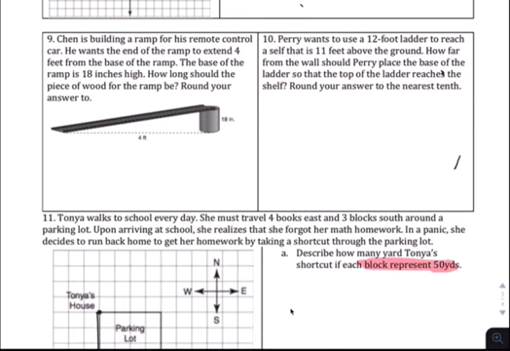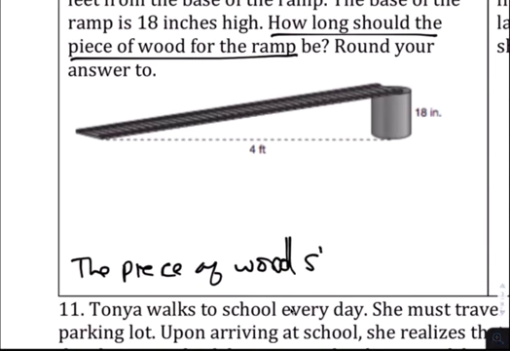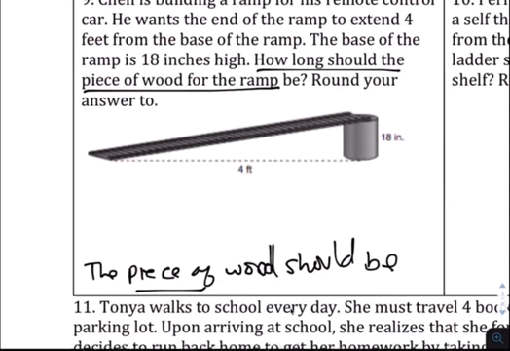Okay, all right, you can find how long the piece of wood should be for the ramp. You need to write things in complete sentences. The piece of wood should be a squared plus b squared equals c squared. Make sure it's a and b.